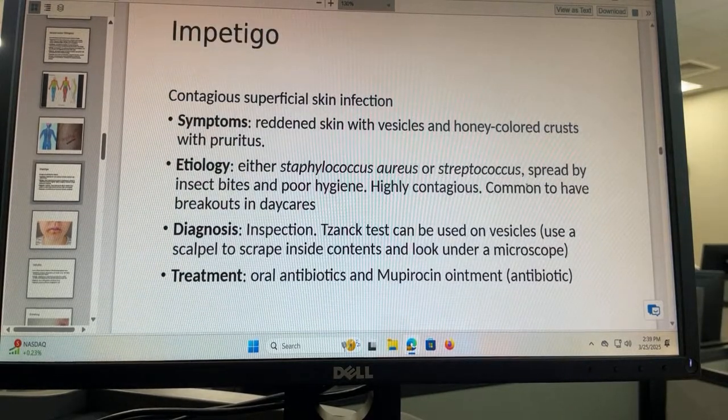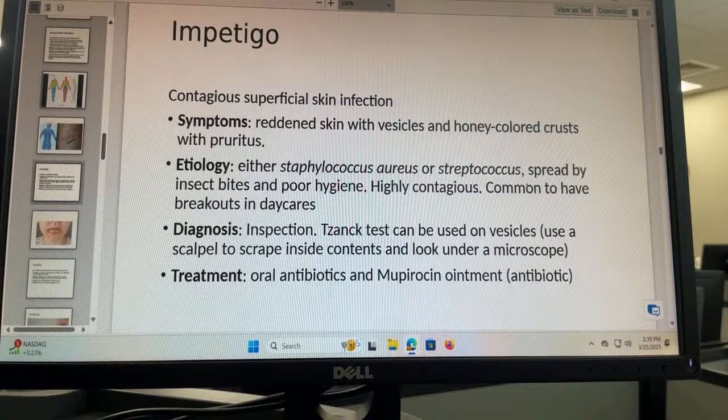What's causing this is a bacterial infection. One of two bacteria, either Staphylococcus or Streptococcus, as we know them as strep or staph. You ever heard of a staph infection? That's from Staphylococcus. These tend to be spread either by insects and just poor hygiene in general. So these tend to be common in areas that are high poverty or low nutrition or overcrowdedness.